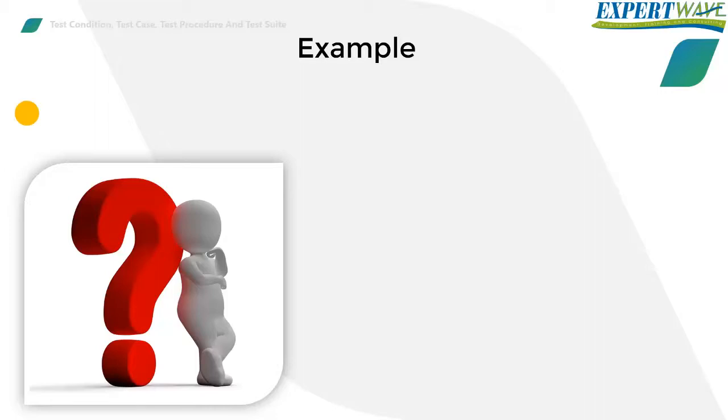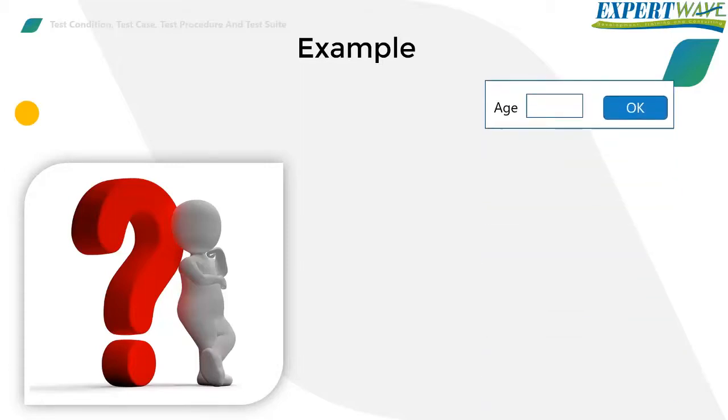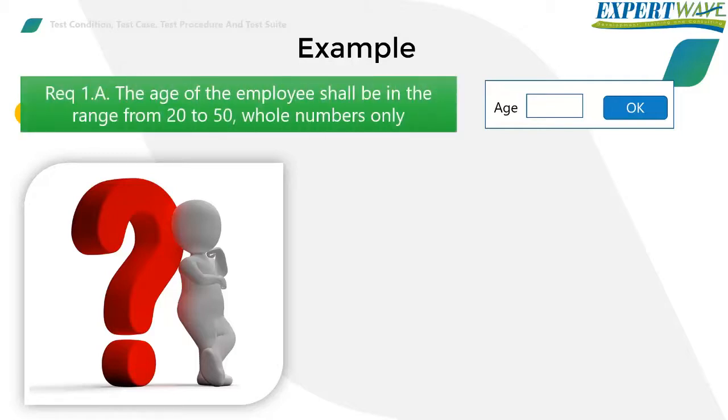Imagine in our software, which we're going to call Expert Wave, we have a screen where we enter the age of the employee and hit OK. Don't ask me why we have a single field called age in a screen, but this is a customer request and we have to implement it. This part of the requirement could be read like this. Requirement 1A, the age of the employee shall be in the range from 20 to 50, whole numbers only.